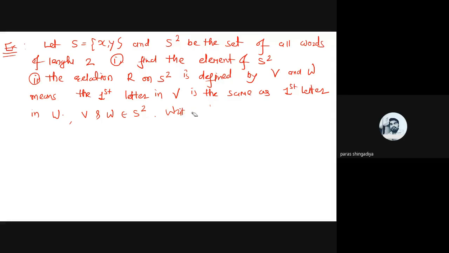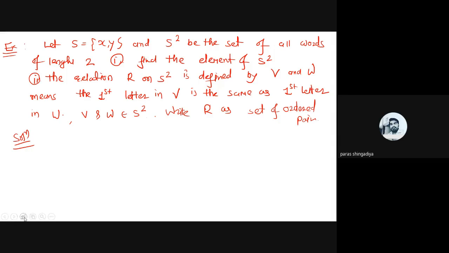Write R as a set of ordered pairs. So the answer is very easy, just some theoretical form of this question is mentioned here. Now let us solve this.